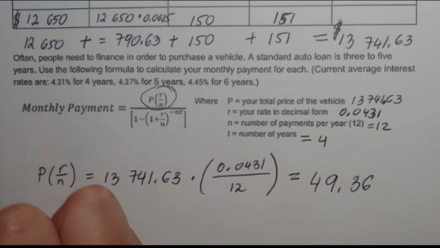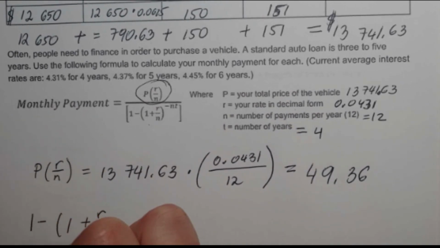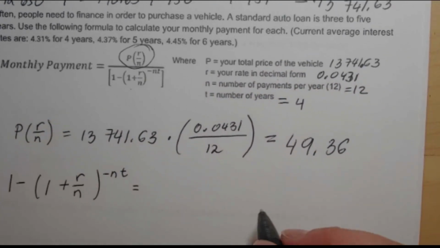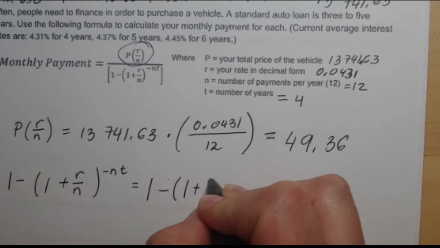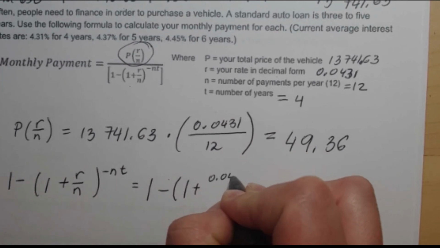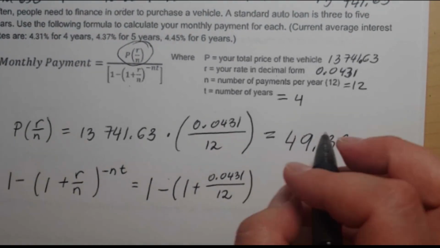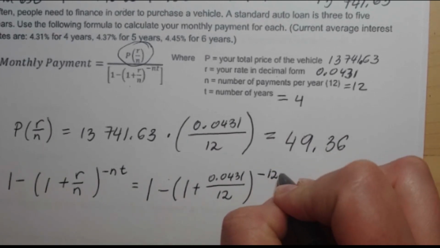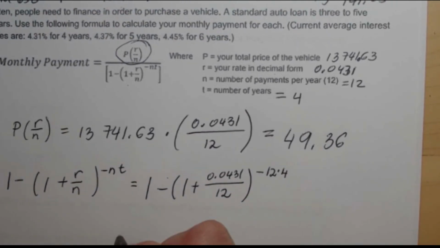Okay, now I'm going to use the denominator of this. I'm going to take 1 minus 1 plus R over N to the power of negative N T. Okay, so let's substitute. 1 is still 1 minus 1 plus the rate was 0.0431 over 12 months, and then minus N is the number of payments at 12, negative 12 times a time, that's 4 years.